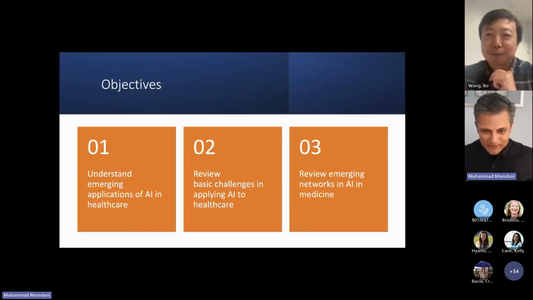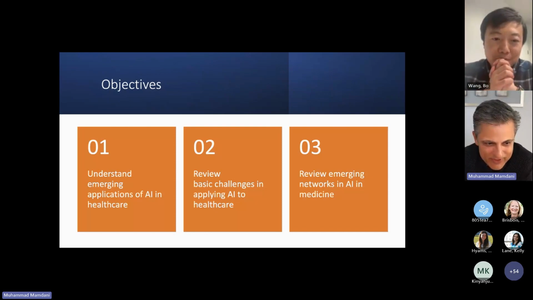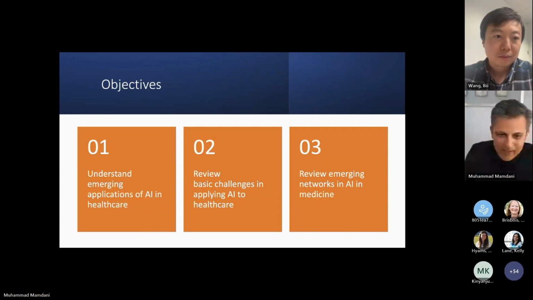So I have a few objectives for today's talk. First is to understand the emerging applications of AI in healthcare. Second is to review basic challenges to applying AI in healthcare. And third is to review emerging networks in AI in medicine.